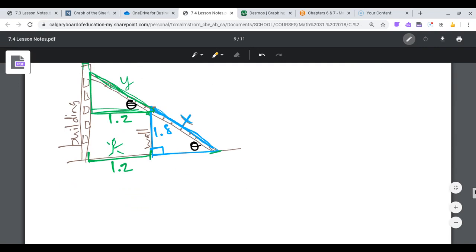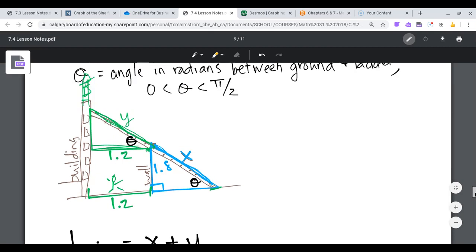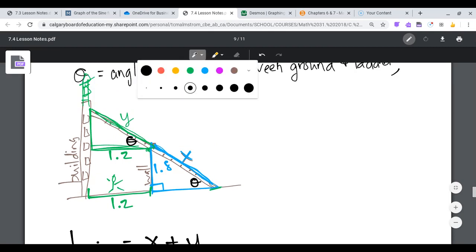And I am trying to find the minimum length of that ladder. So as it's shown in the diagram right now, that would be simply to add x plus y together. So the problem with this is that we don't have enough information in its current form to either work with x or to work with y. So this is where I introduce the variable theta so that I can work with my SOHCAHTOA triangles here.